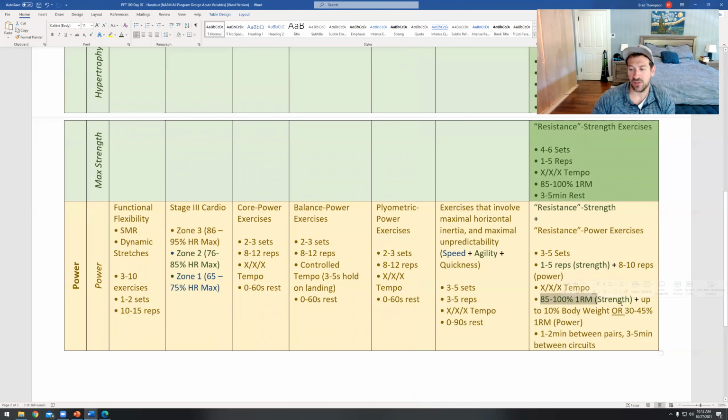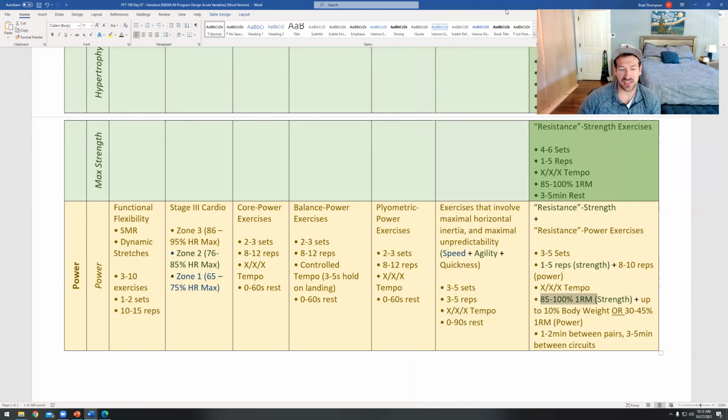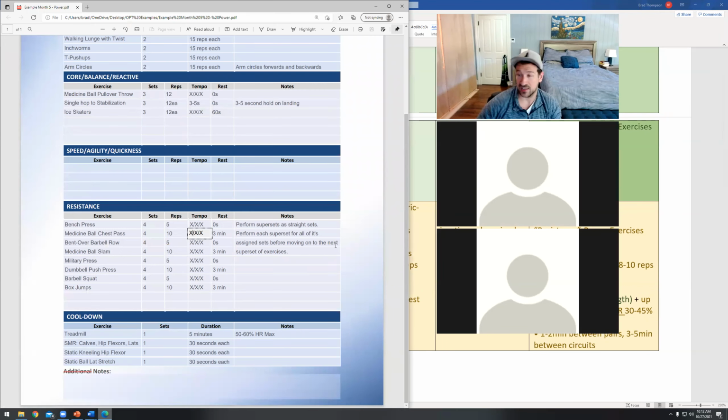And then the intensity is 85 to 100% of your 1 rep max for the strength. We already knew that. But for the power one, there are sort of 2 versions of power exercises out there. There is the medicine ball version, and then there's the body weight stuff. So we're going to say for our intensity, it is up to 10% body weight, or we might say 30 to 45% of your 1 rep max. The 30 to 45 is the most rare one that you'll do; you probably won't end up doing that in a regular gym that often.